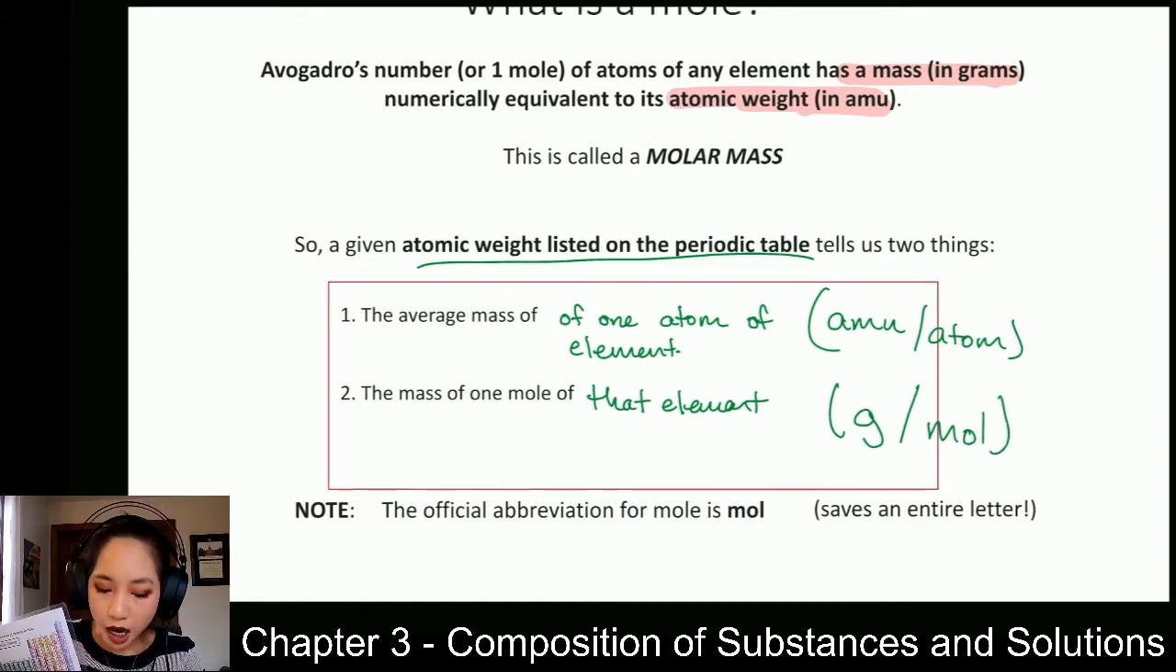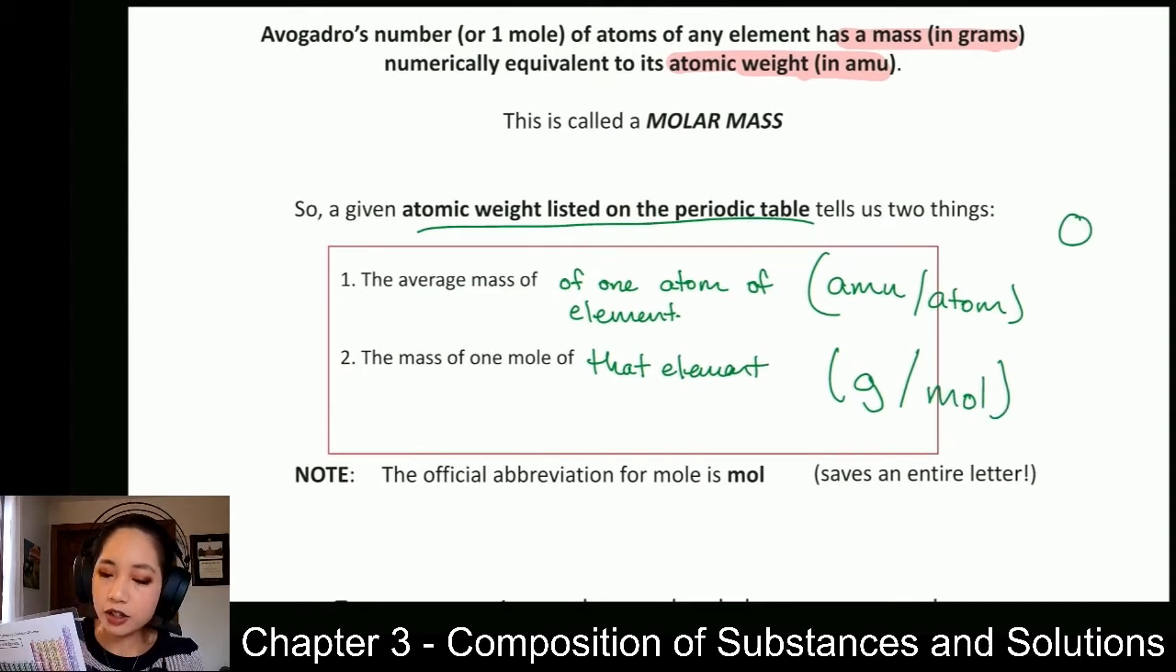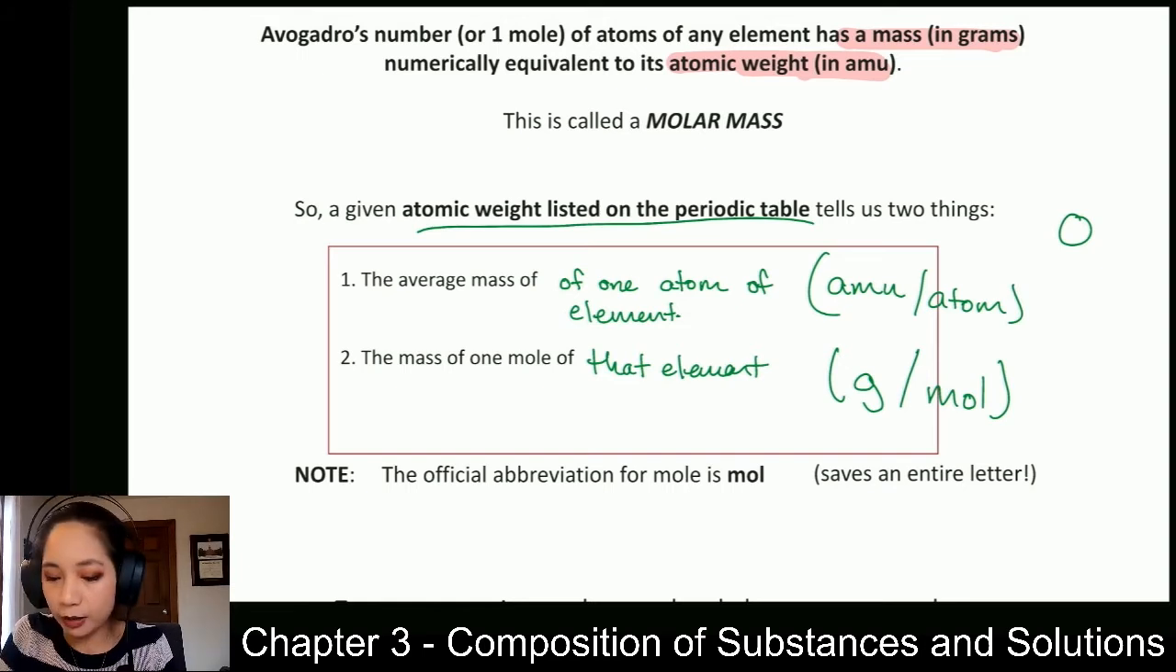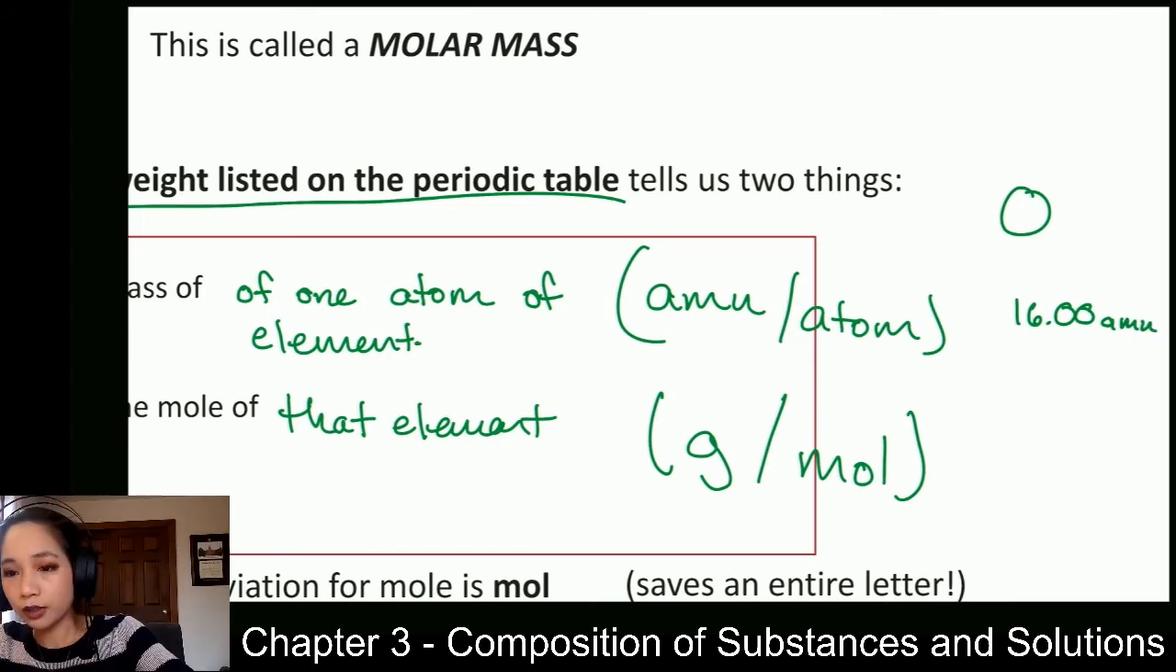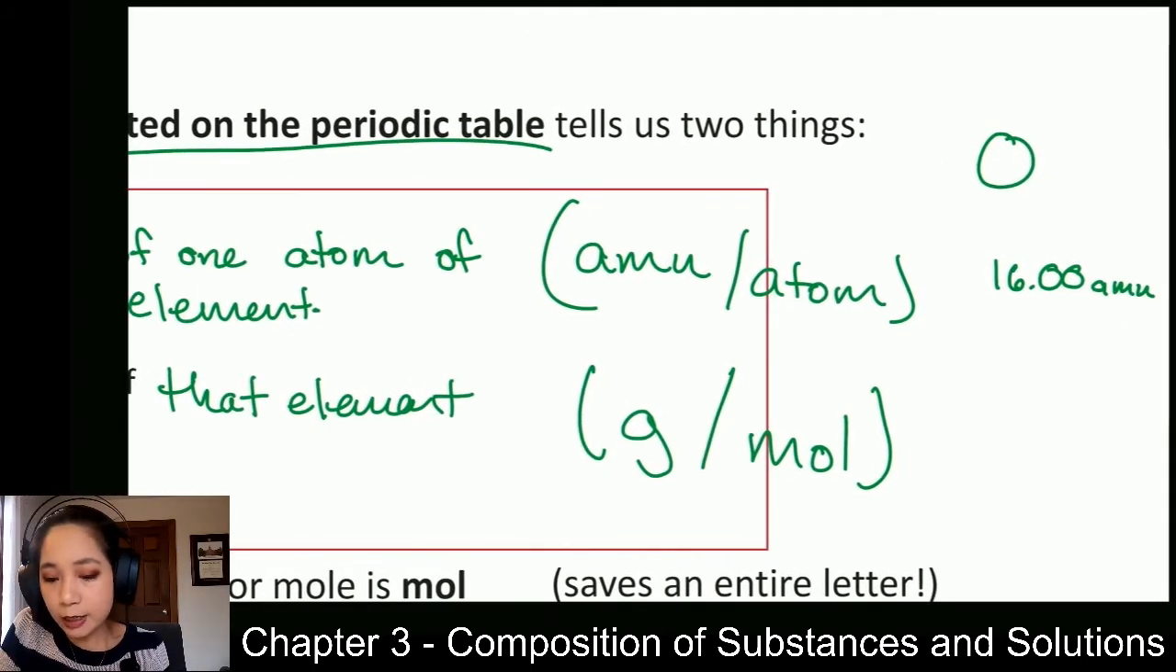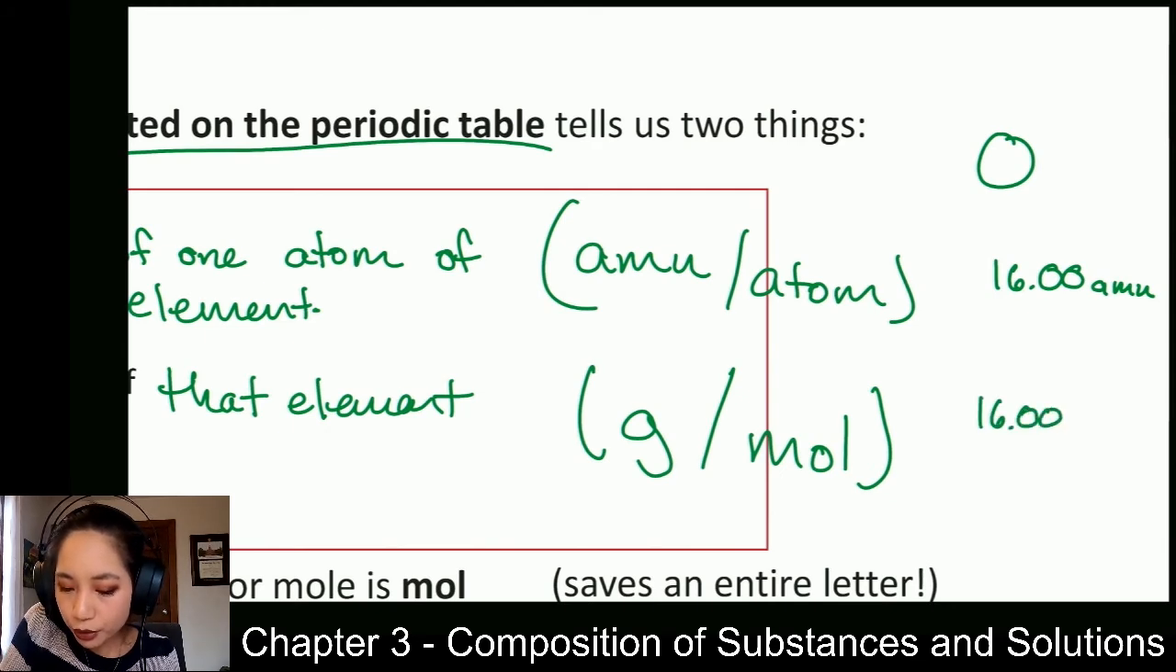So that means oxygen, 1 atom of oxygen is 16.00 AMU. So how the mole is related to the periodic table, 16.00 is also the weight in grams for 1 mole of oxygen.